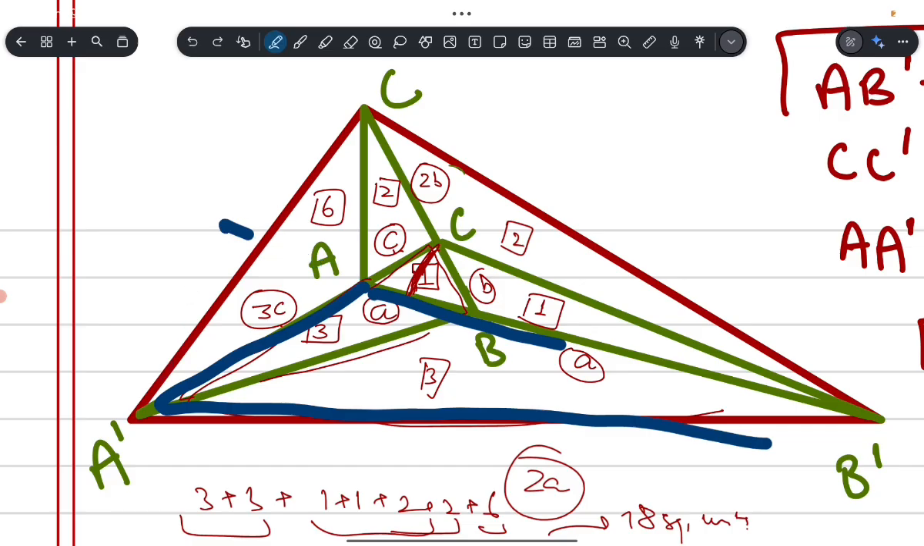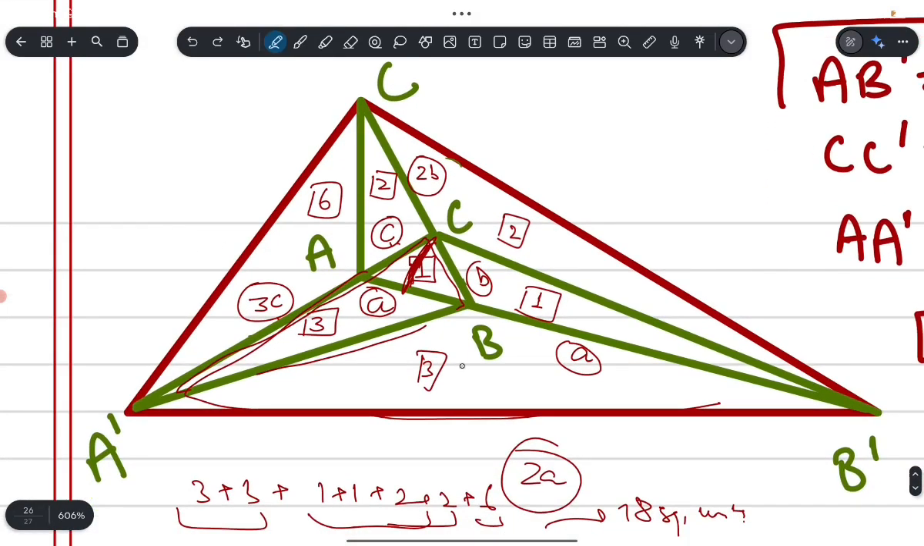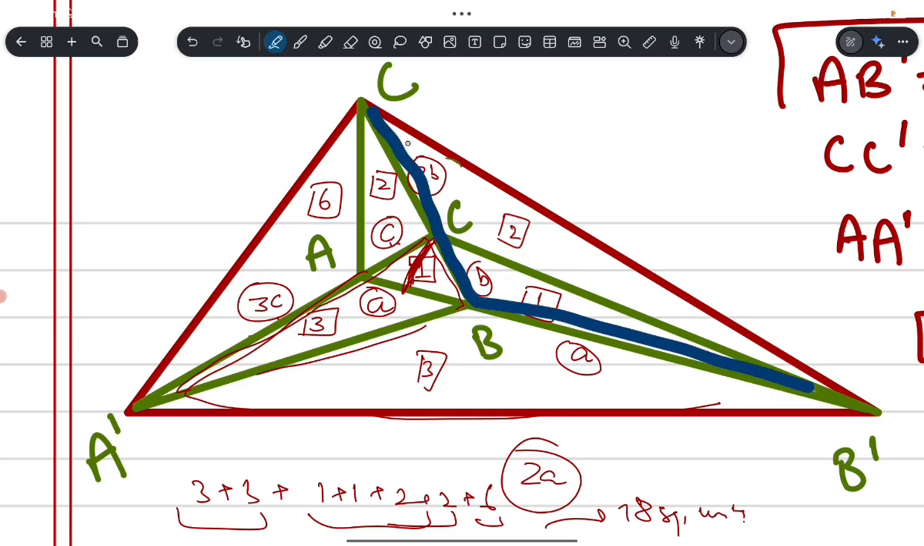So if this area is 3, this is also going to be 3. Now, coming to this triangle, this one. The ratio of the bases is b is to 2b. Once again, I'll have to extend the base in order to look at the common height. This is the common height for those two triangles.